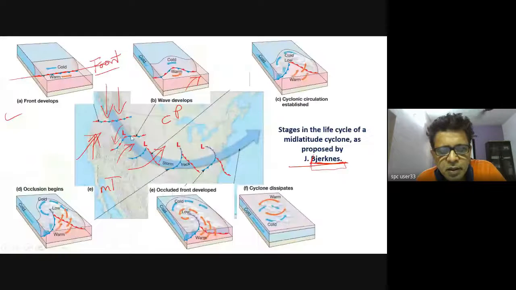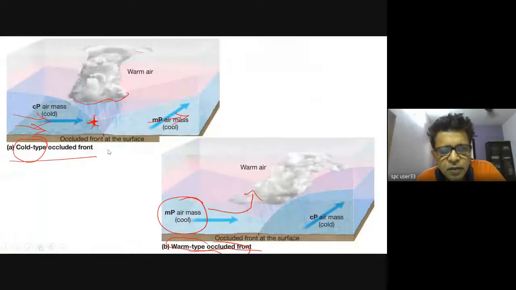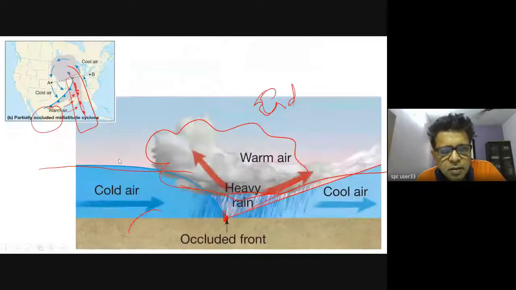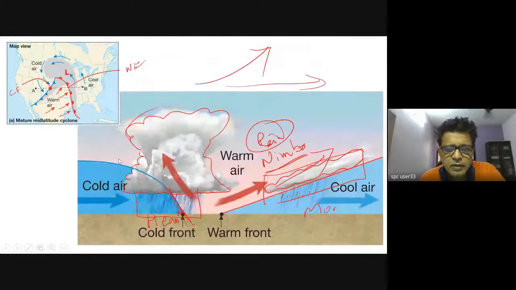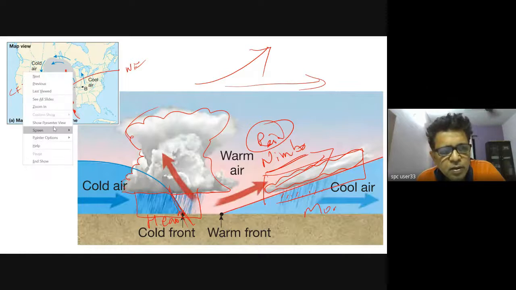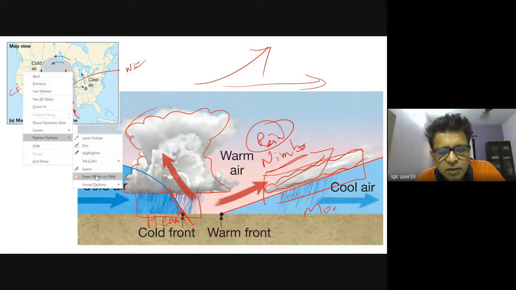Where did we see this earlier? We have seen this here. We have seen this here as well. Okay, how the cold air is. This is in fact the scenario of the third stage. This is the scenario of the third stage that we are seeing.